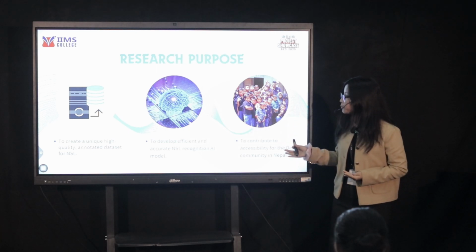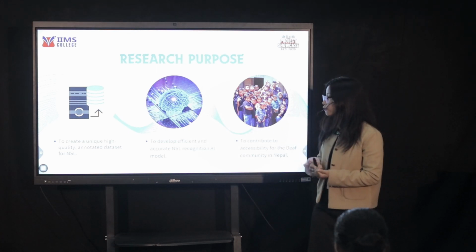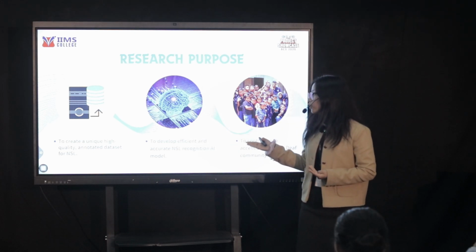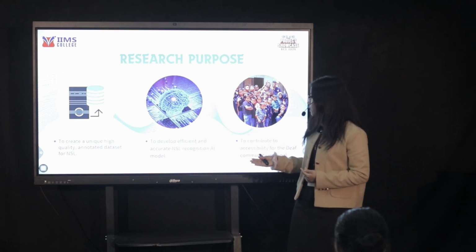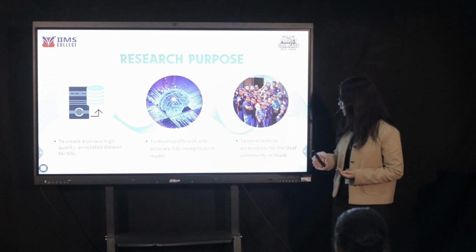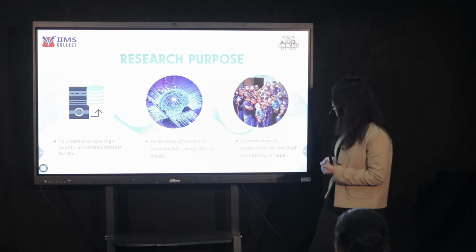So, our research purpose is divided into three main categories. First is to create a unique, high-quality annotated dataset for NSL. Secondly is to develop an efficient and accurate NSL recognition AI model. And third is to contribute to accessibility for the deaf community in Nepal.